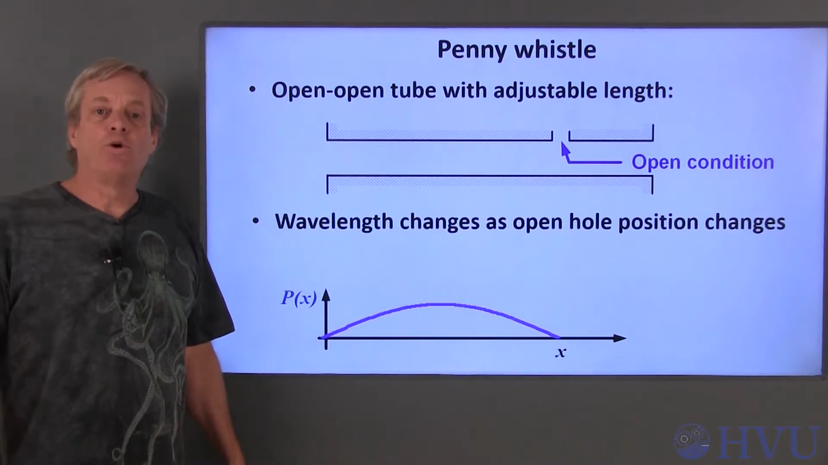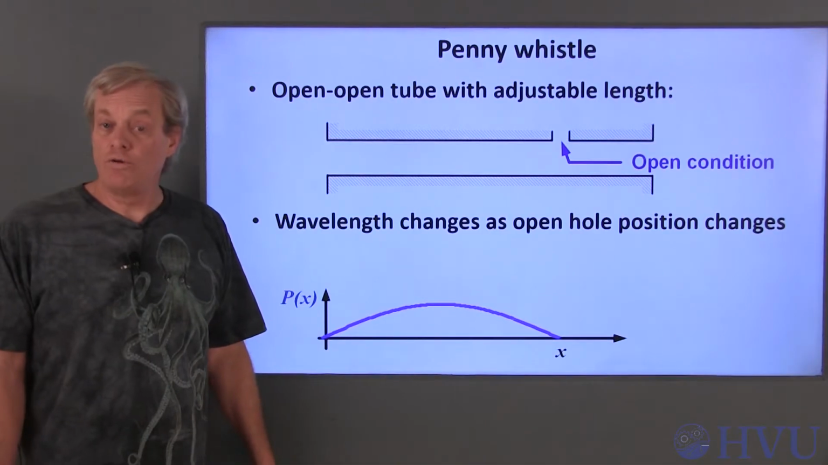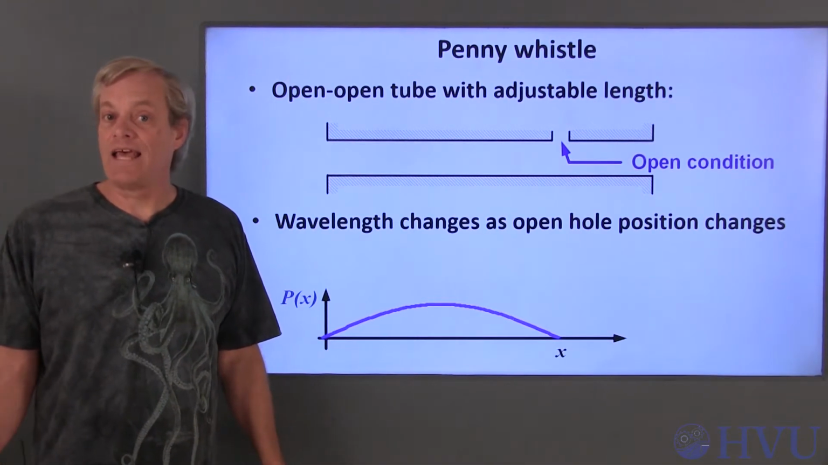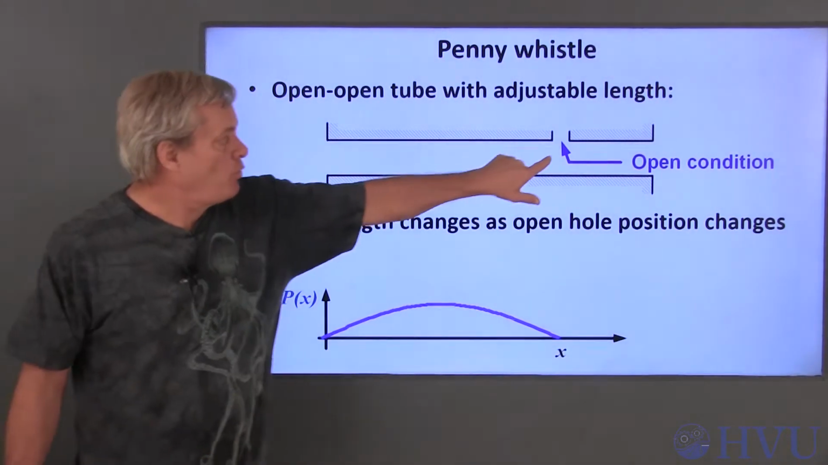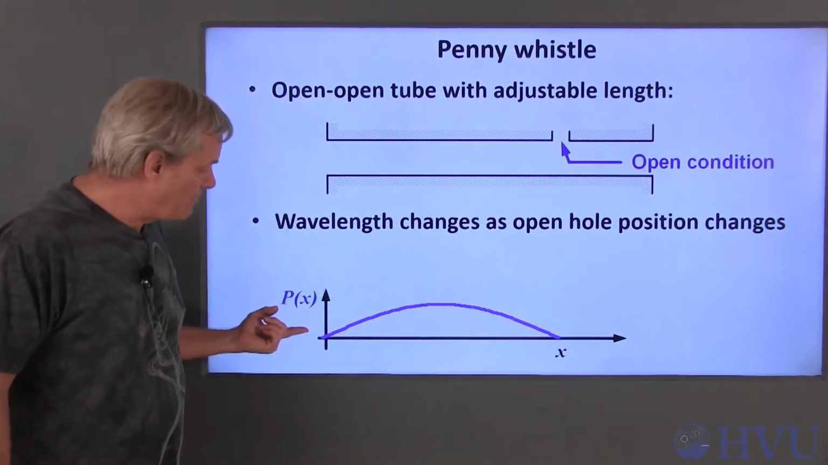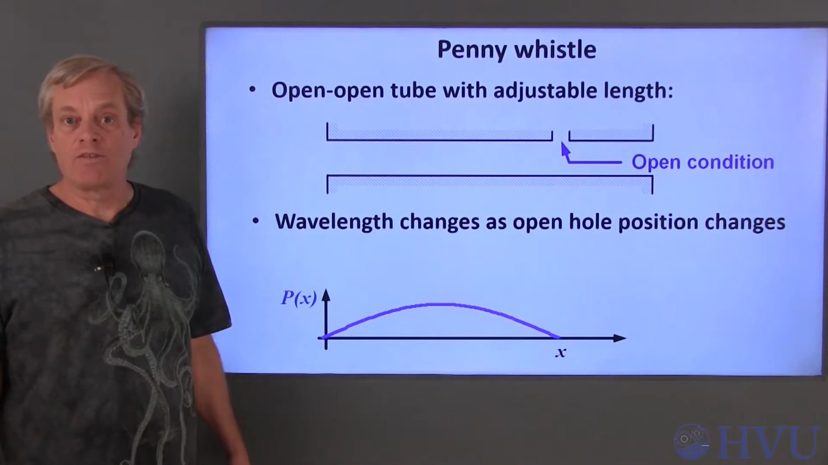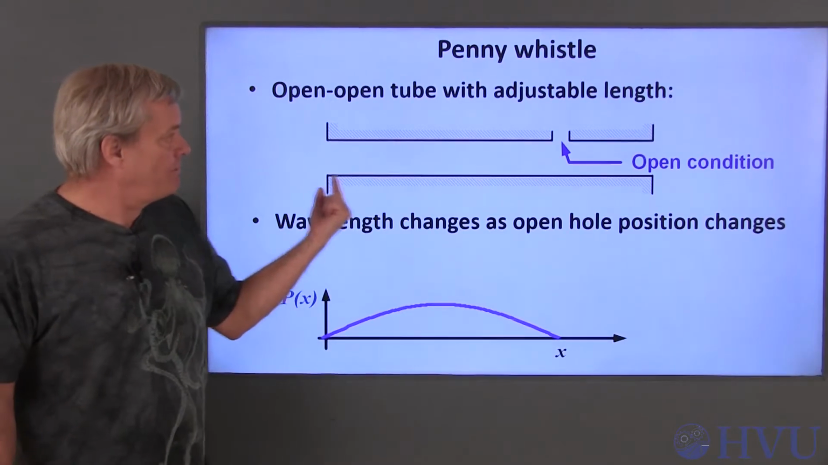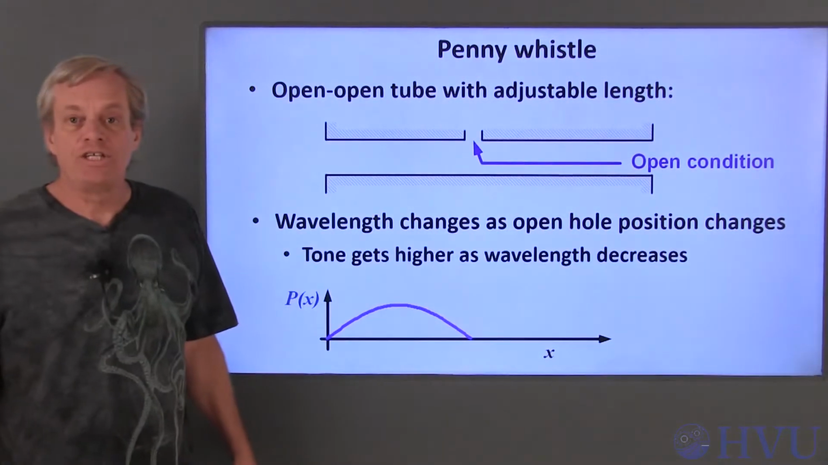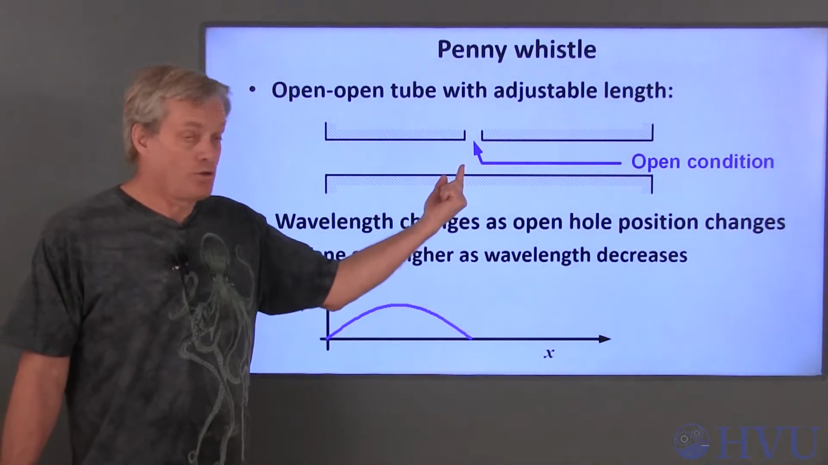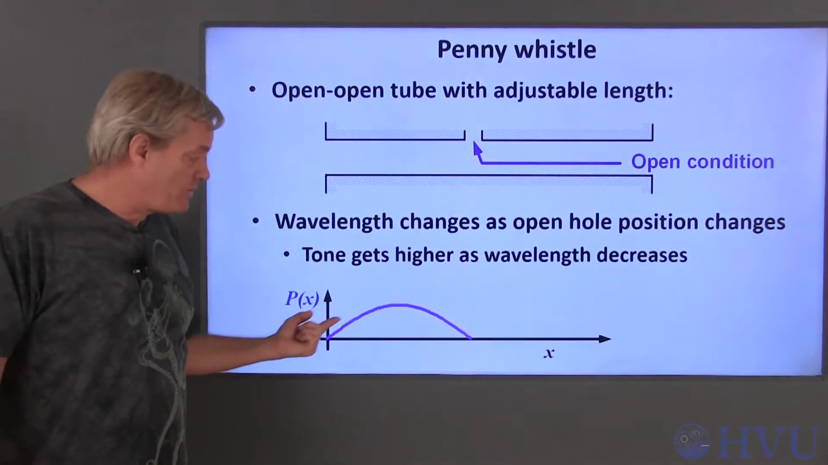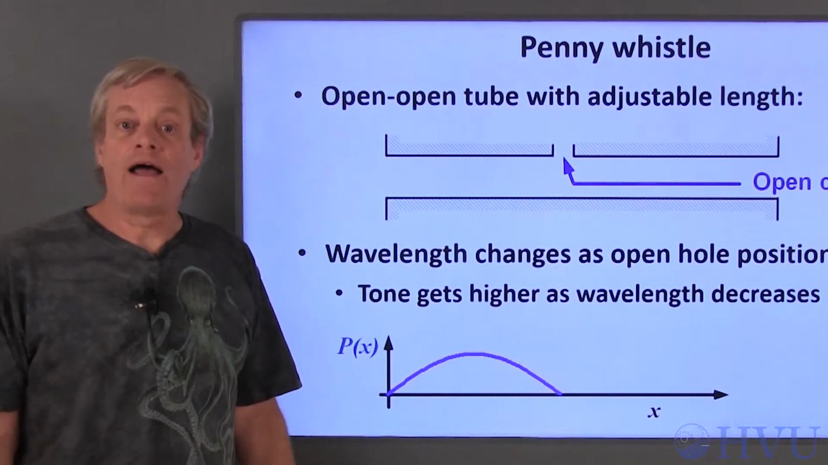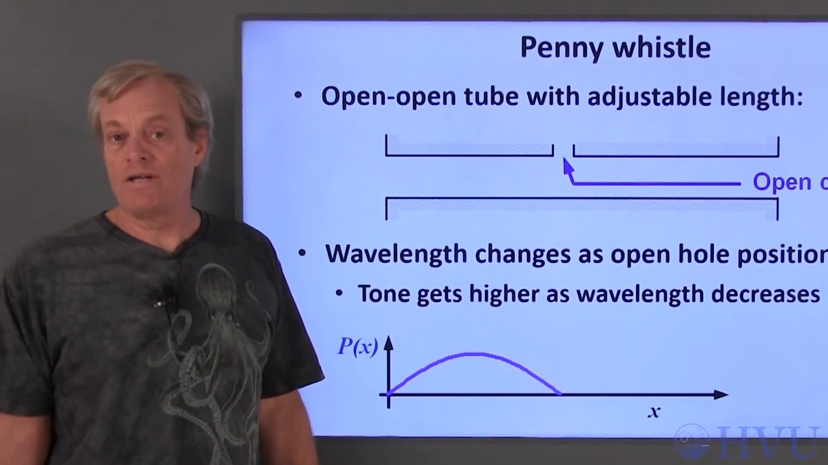So by uncovering holes at different locations along the tube, we can change the wavelength of the standing mode in the tube. For example, with this hole open, the standing wave will look like this. Its wavelength will be twice the distance between the fipple and the open hole. If I change the position of the open hole to be closer to the fipple, the wavelength shortens. This corresponds to a higher frequency, so the tone here is higher.